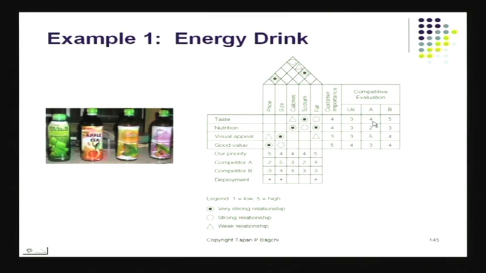Competition A is offering a better product in terms of taste. B is offering a far better product, the best in town on taste. But competition A is not doing so well on nutrition, and B is equal to us. Competition A is going to be giving us a much better visual appeal, but that's not so important for the customer, so I may decide to stay with 3. B also is offering something that looks better than ours. And then on good value, we are at 4, B is at 4, A is at 3.